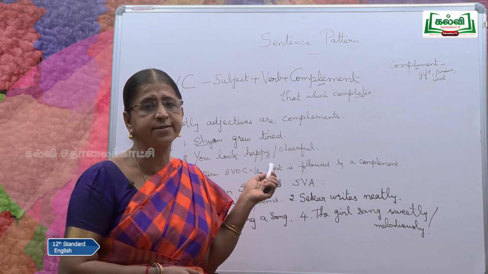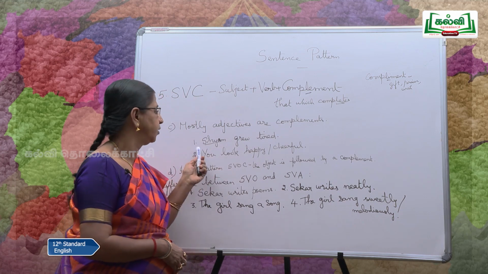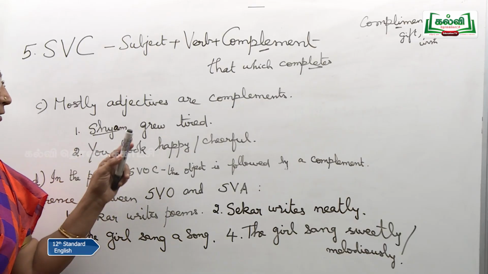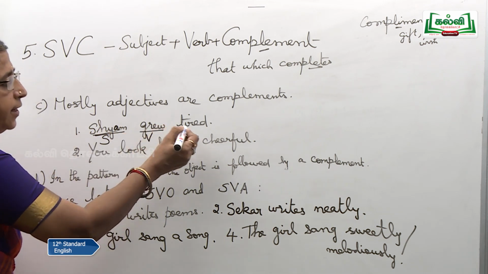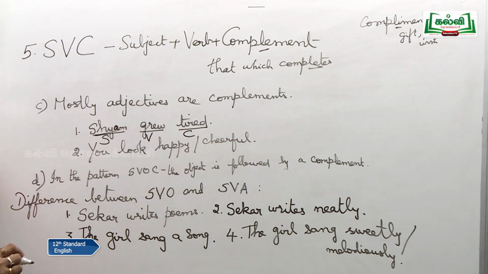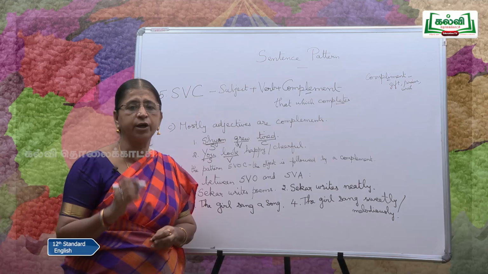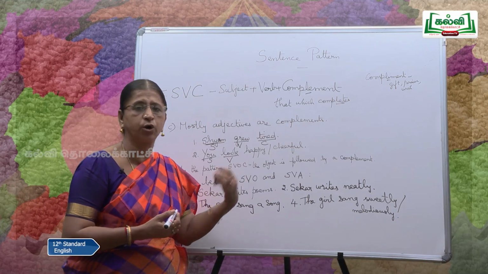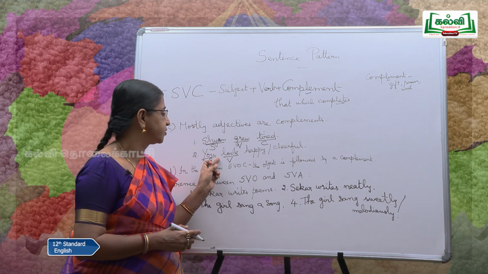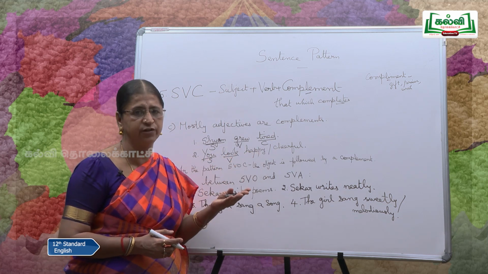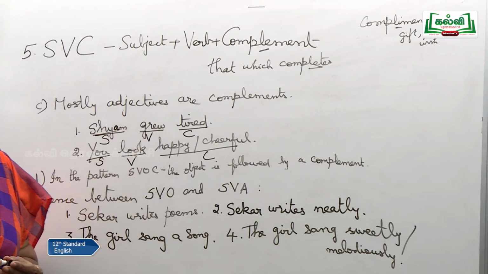We shall discuss complements in detail here. Now mostly adjectives are complements. Look at the sentence, Shyam grew tired. Grew stands for became or was. So Shyam, subject, grew, verb, tired is an adjective. It is the complement. You, subject, look, verb. Now when I say you look, I am not commanding you to look at me or look at something. I say you are, you appear to be, you seem to be. So you look happy, you look cheerful, you are happy, you are cheerful. So this part is your complement.